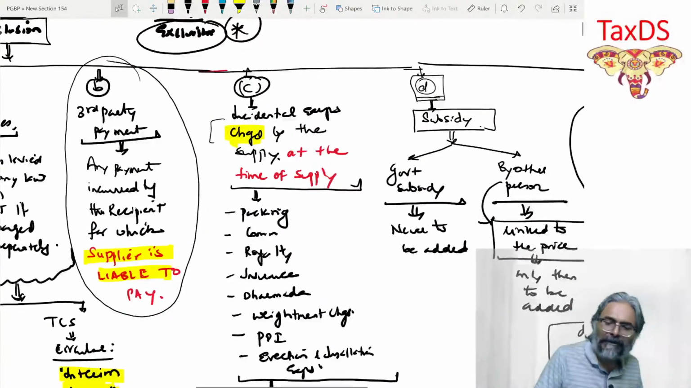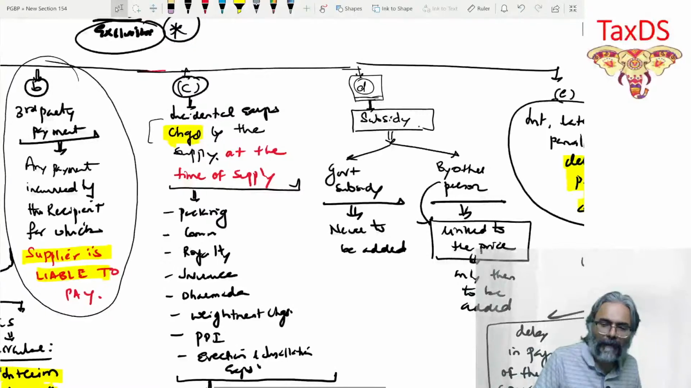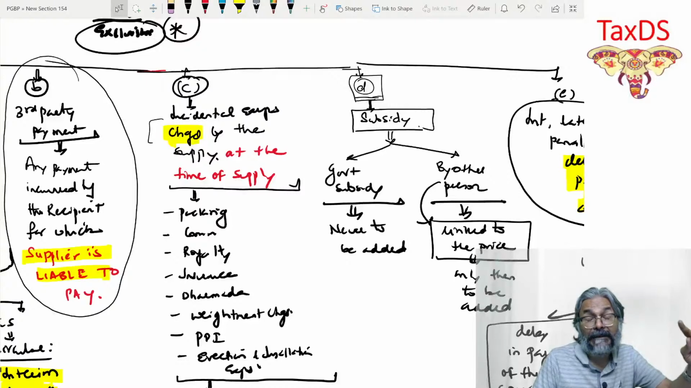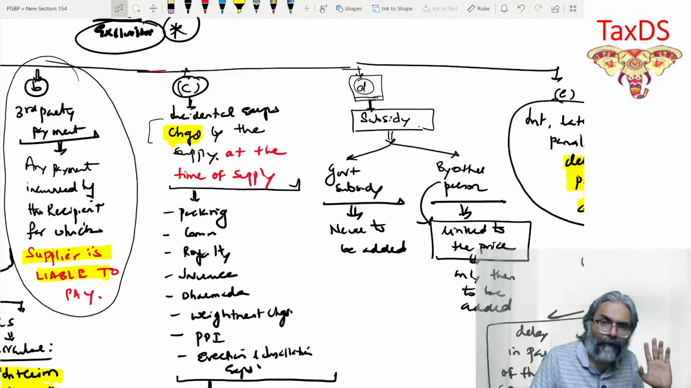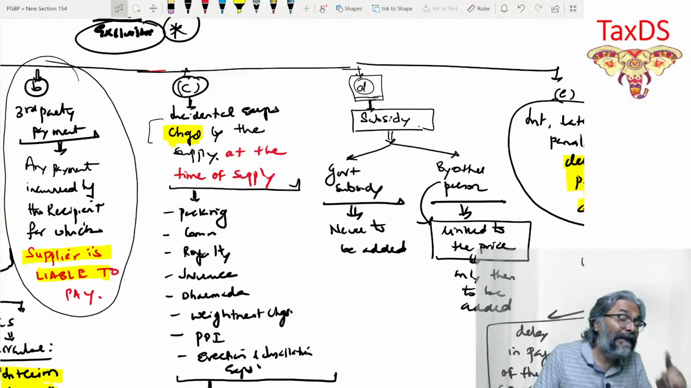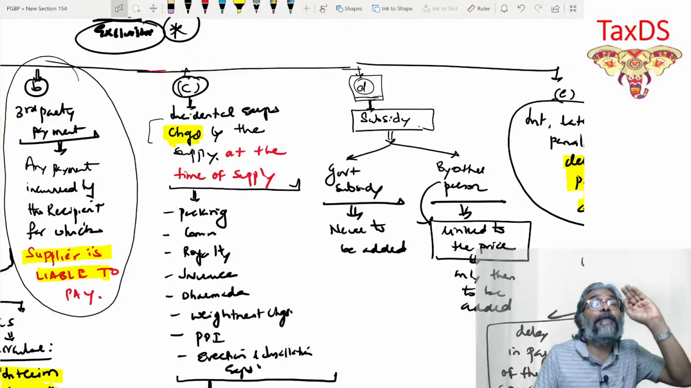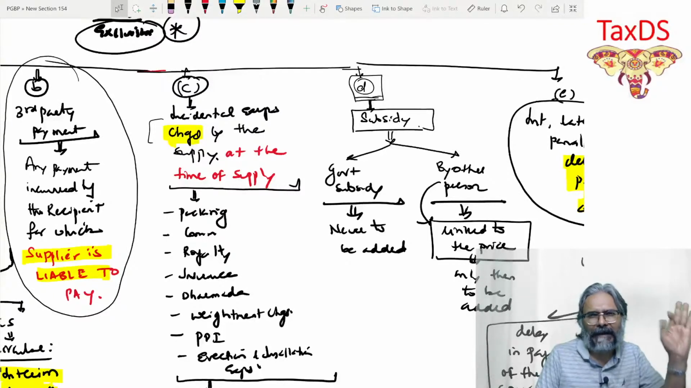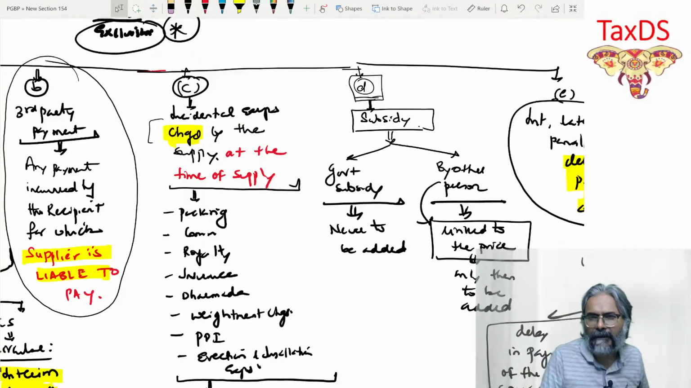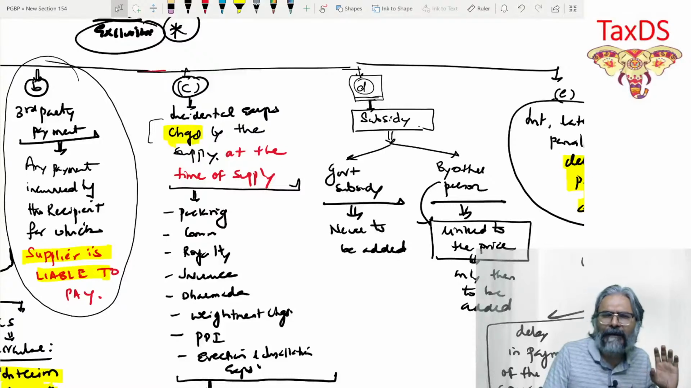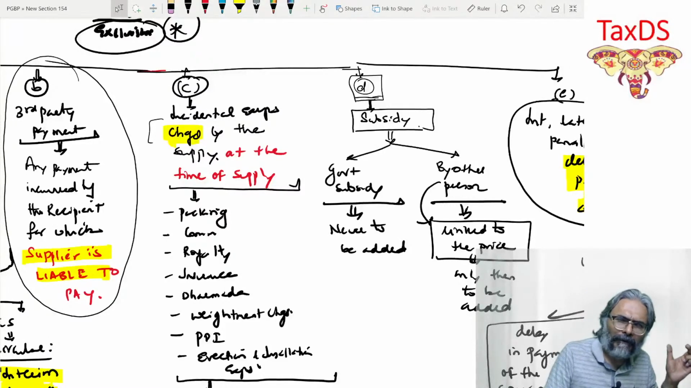15.2D is about the subsidy. Subsidy, two things are there. Government subsidy, ignore it. Other than government subsidy, the same would be added to your transaction value of 15.1. But the only condition for the addition is that it should be linked to the price. So it is price based, not a general subsidy. Only then the addition would be done to the transaction value under this section.